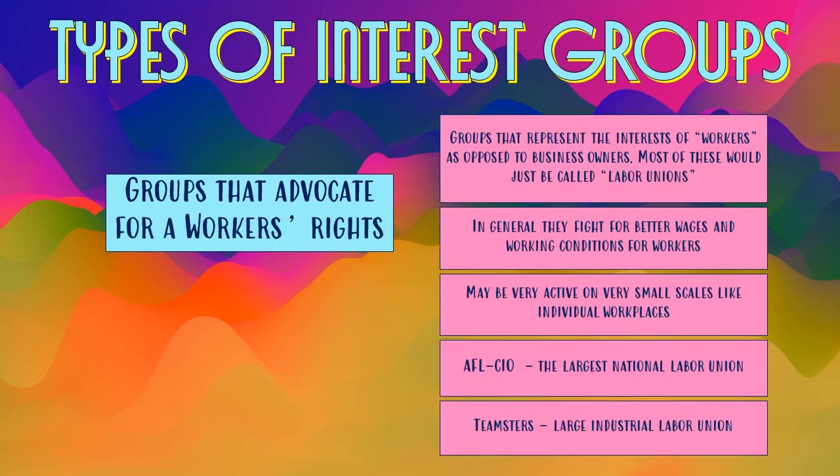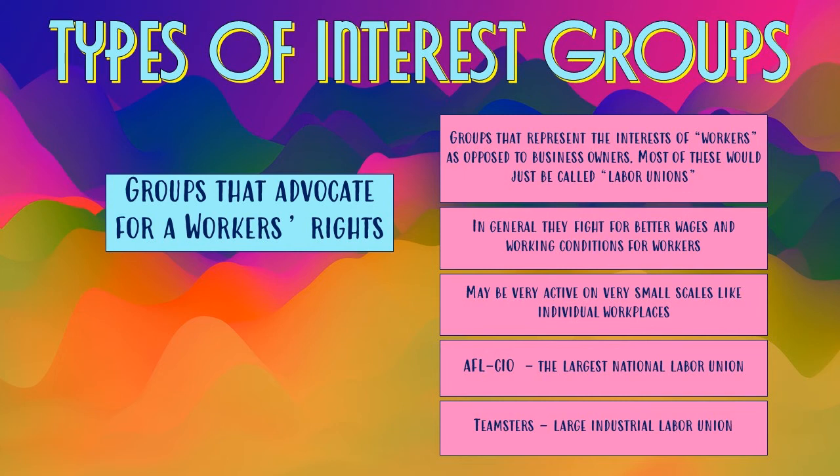And then finally, we have groups that advocate for workers' rights. And so these represent the interests of workers as opposed to business owners. And most of the time, we just call these labor unions. There are separate, specific interest groups, but most of these are just what we call labor unions. So in general, they're looking out for better wages and for better working conditions for workers. They can be very active on small scales, like in an individual workplace, but they're also very active in national and local politics as well.